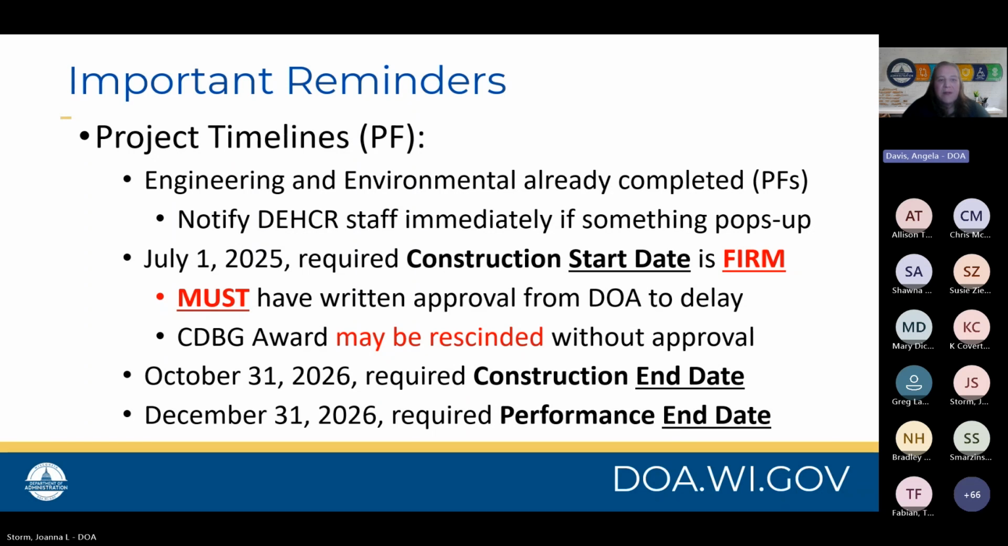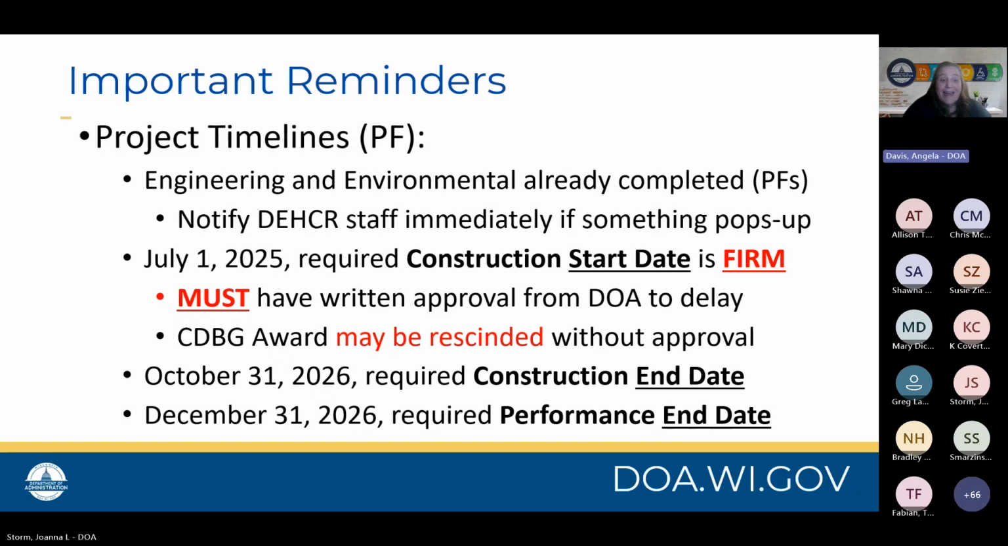Also, something that is very important that you should know is that the July 1st, 2025 deadline that we had in the application materials for the 2024 awardees is a firm deadline. You must have written approval from us for any delays, so you must contact us immediately. And note that your grant could be rescinded if you do not have approval for an extension to your construction deadline date. And we have been very strict with this deadline, mainly so that we can ensure that we're in compliance with HUD requirements.